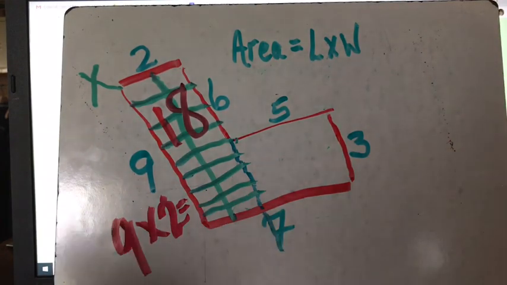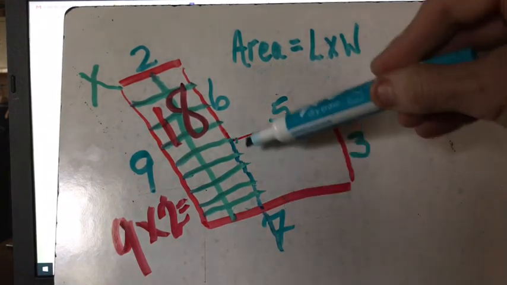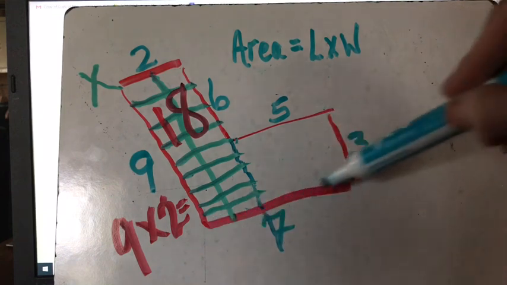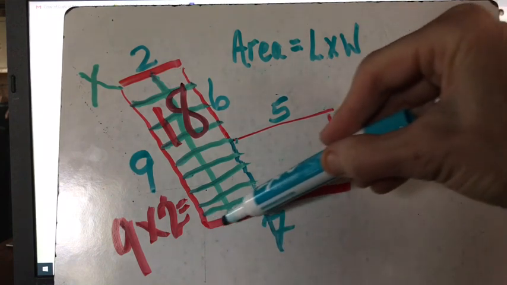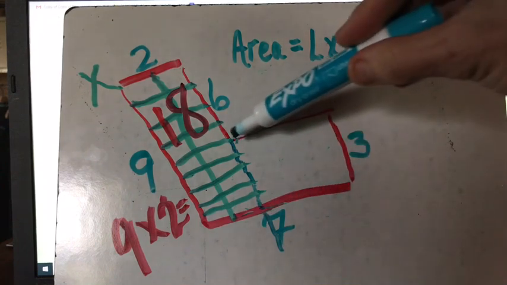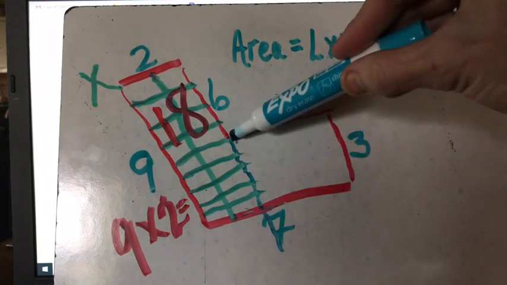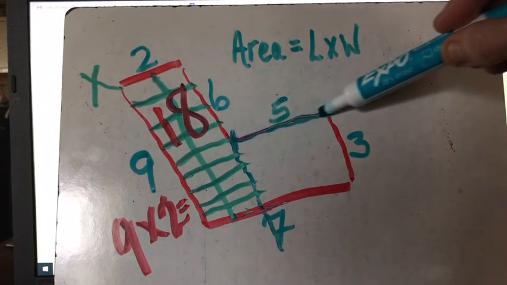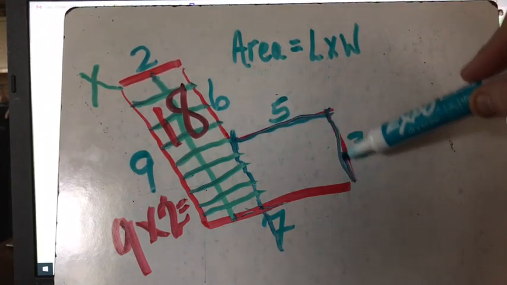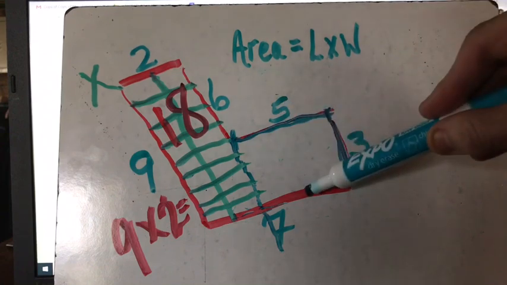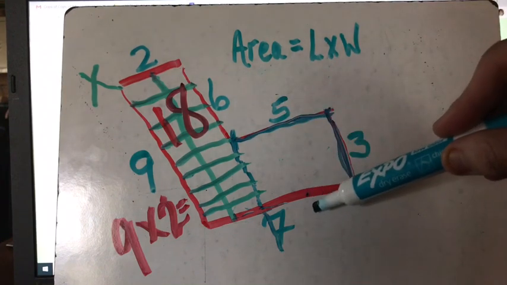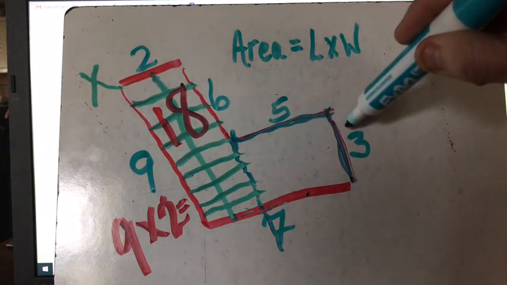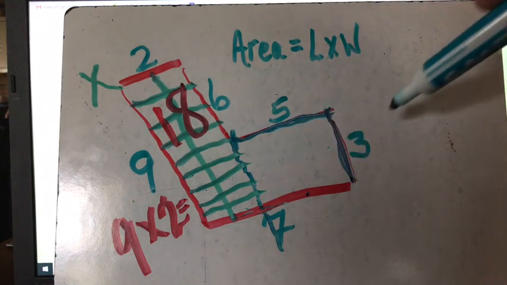Then I have the other rectangle. I took this dotted line, it broke this 7 up. The 7, remember, is for this whole line down here. When I broke it up, I can use this 5 right here. So now I have a 5 by 3. And opposite sides in a rectangle are the same, so this side is also 5.